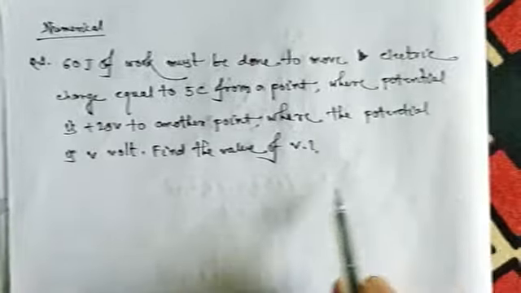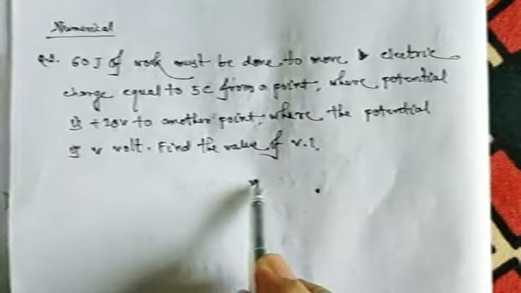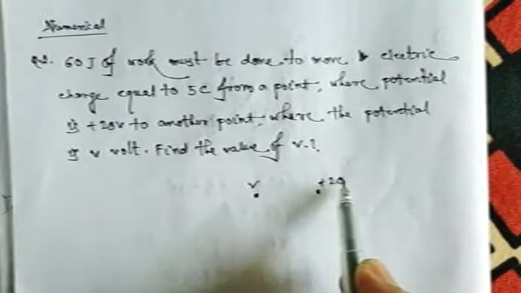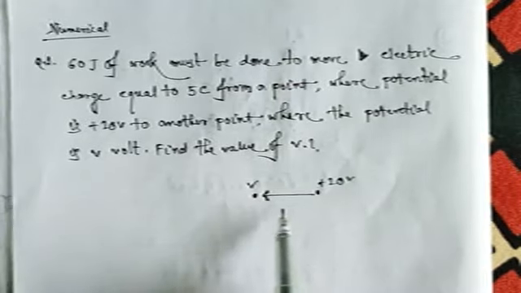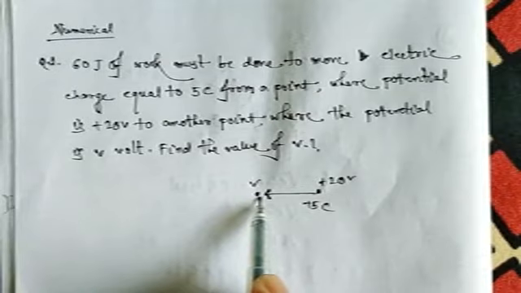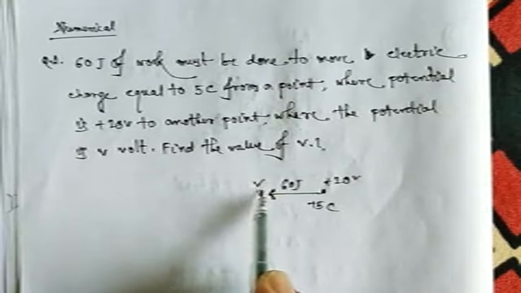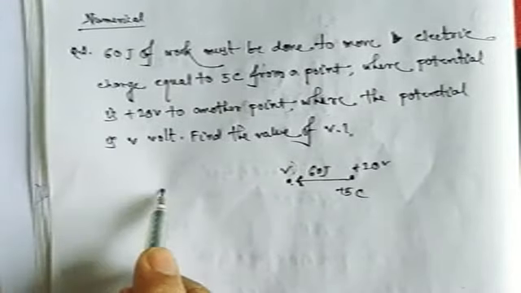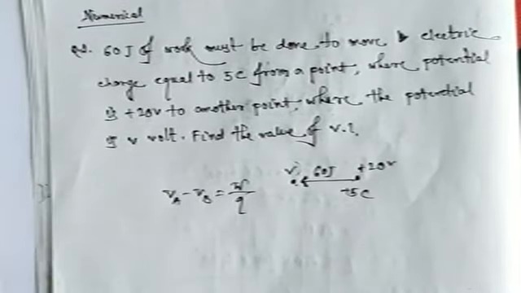Now the question is, we have to find out the potential at this point, suppose this V, and another point where the potential is 20 volt. Now the work done to bring a plus 5 coulomb charge from 20 volt to V volt is 60 joule. That means the potential at this point must be greater than this one. Remember that. Therefore, VA minus VB equals W by Q. This formula is known to us.